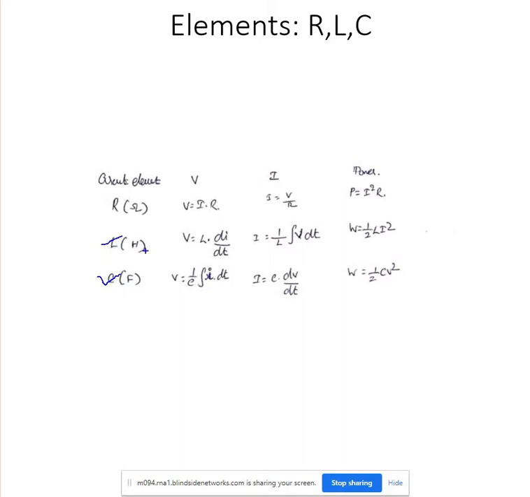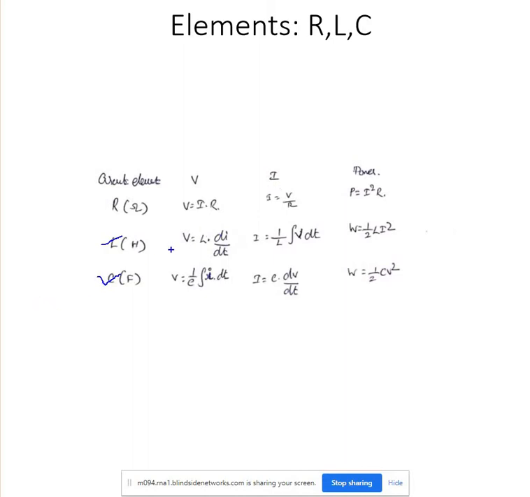The unit of inductance is the Henry, and the unit of capacitance is the farad. Fine. Then for inductance, V is equal to L into di by dt, the change of current with respect to time. This is the voltage equation, easy for you to remember.